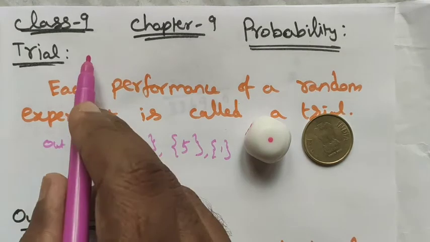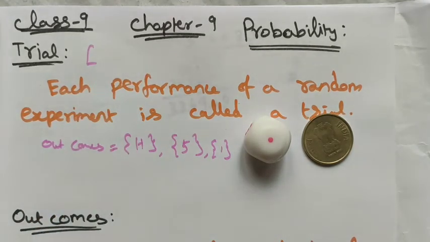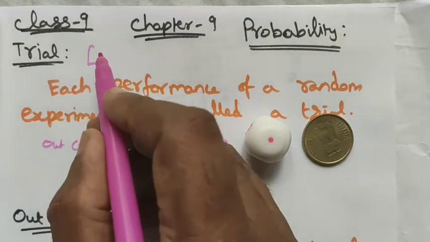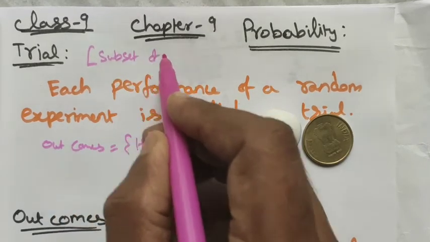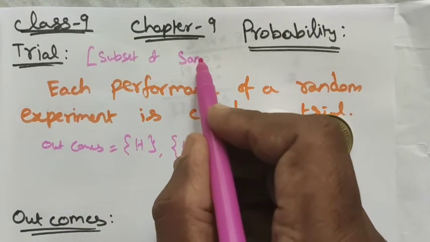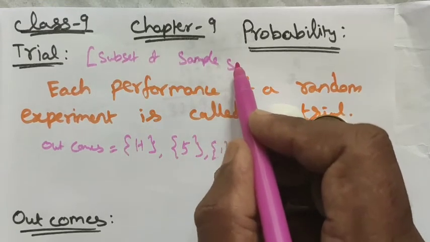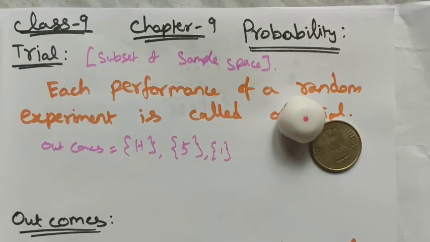And also a trial is a subset of a sample space. Let's see the sample space later. But the trial is a subset of the sample space, because sample space is the biggest set. Sample space is the biggest set in probability. The trials are the subsets of the sample space. So trials means each experiment, each outcome is a trial.